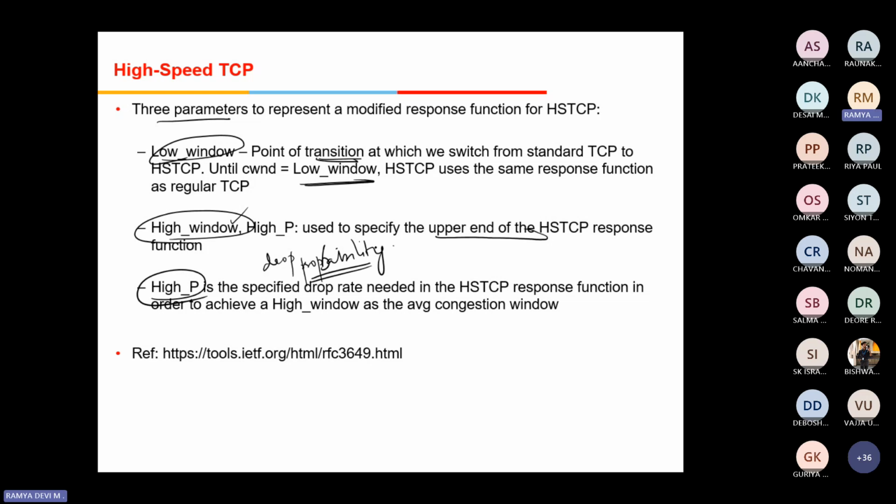So drop probability is required for the response function in order to maintain the high window as the average congestion window. It will be adjusting this value so that the window size can be switched between the low window and high window. So it can be adjusted based upon this value.